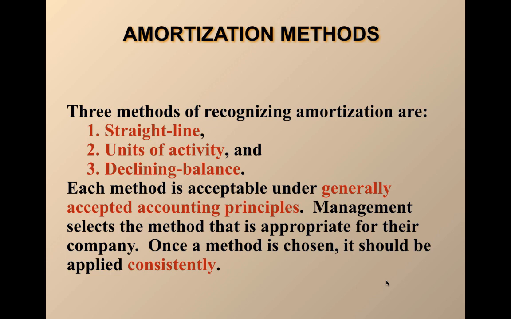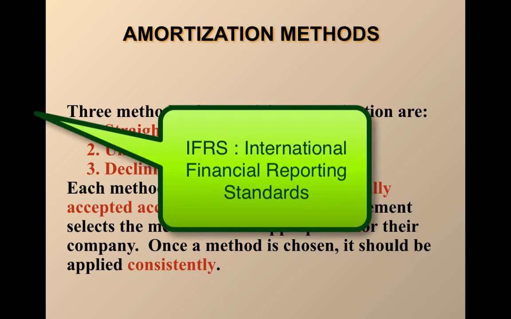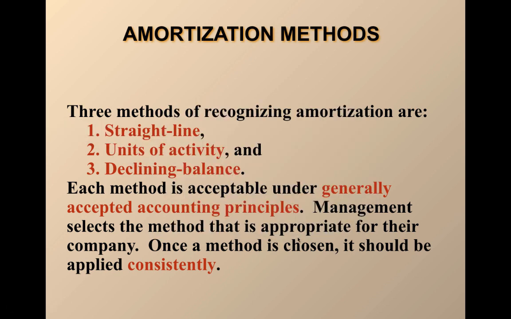Now, there are several methods of recognizing amortization. One is called the straight line method, which you have learned in grade 11, hopefully. We're going to talk about the units of activity, which is similar to the straight line method, and of course the declining balance method, which of course you should have learned in grade 11 as well. Each method is acceptable under our GAAP or IFRS principles, and managers get to select the method that they think is appropriate for their company. Once a method is chosen, it should be used consistently year after year.